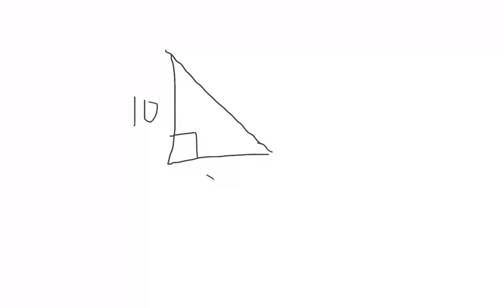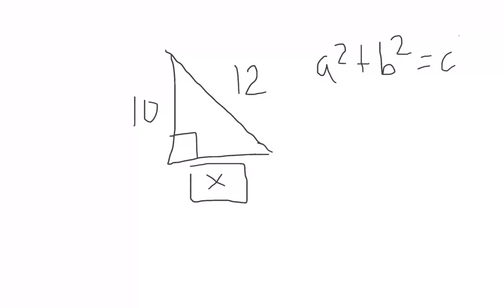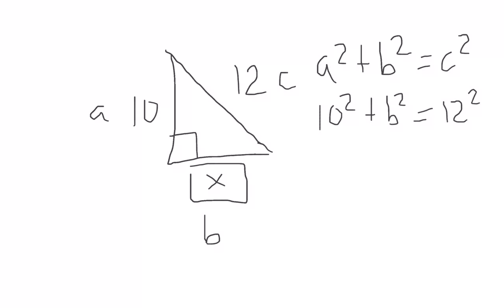For this triangle problem, when I see this, I go, okay, I'm looking for the missing side x. To find the missing side x, I know one important thing about right triangles, that a squared plus b squared equals c squared. And so when I look over here, 10 would be a, x would be b, because these are the two shorter sides, so they're the legs, and 12 would be c. So then I start to combine these things. I go, okay, so 10 squared plus b squared equals 12 squared. Or 100 plus b squared equals 144.